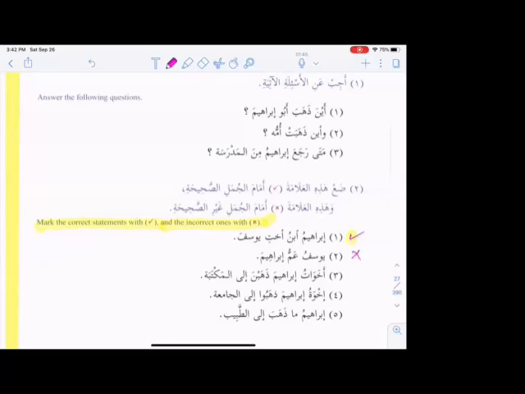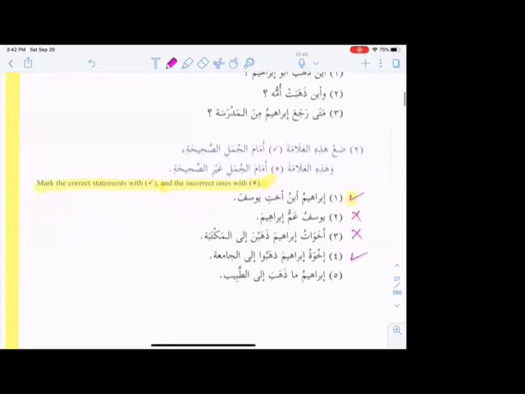Akhwatu Ibrahima zahabna ila al-maktabati. No. Akhwatu Ibrahima zahabna ila al-madrasati. Ikhwatu Ibrahima zahabu ila al-jamiati. This is correct. Next one, Ibrahimu ma zahaba ila tabibi. Translate, brother. Ibrahim did not go to the doctor. No, he went. So this is also incorrect.